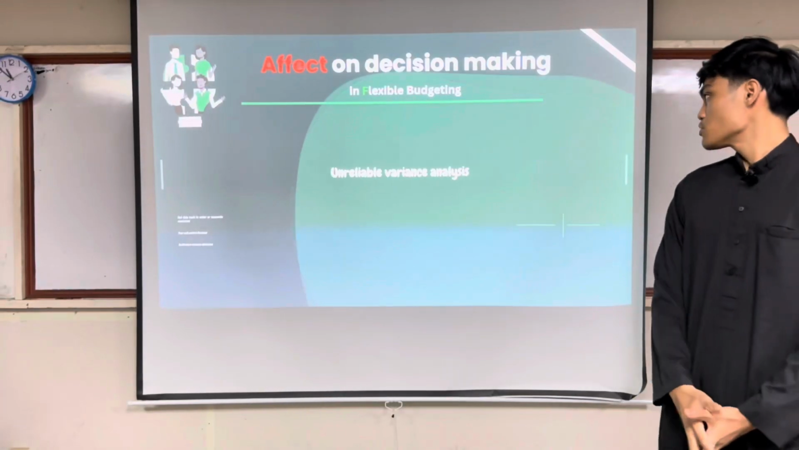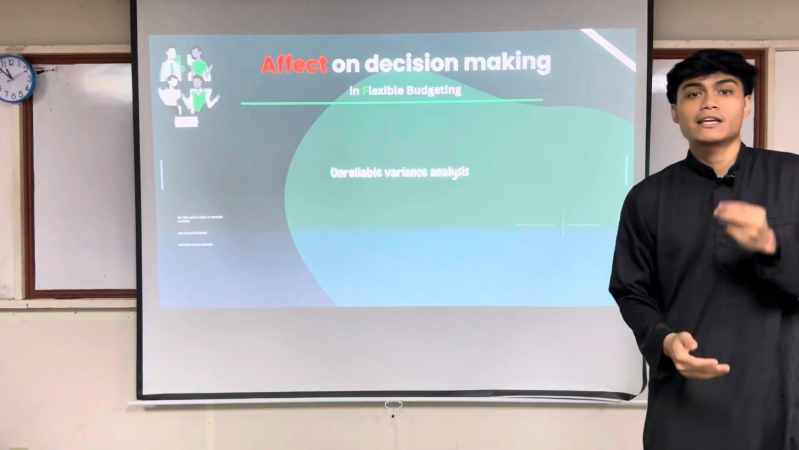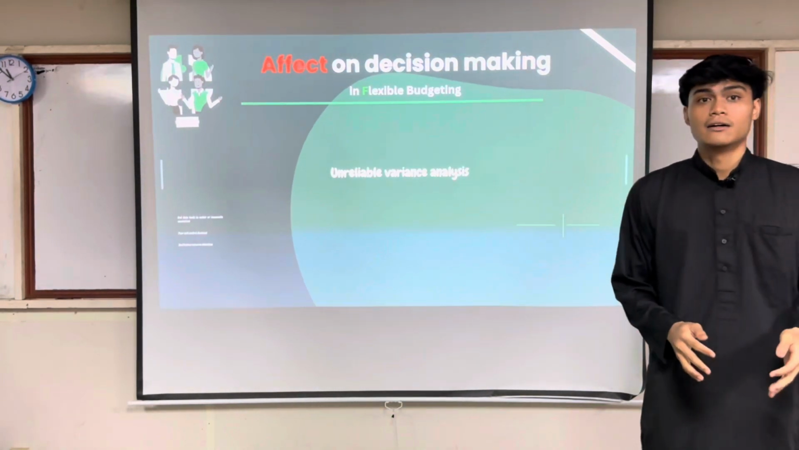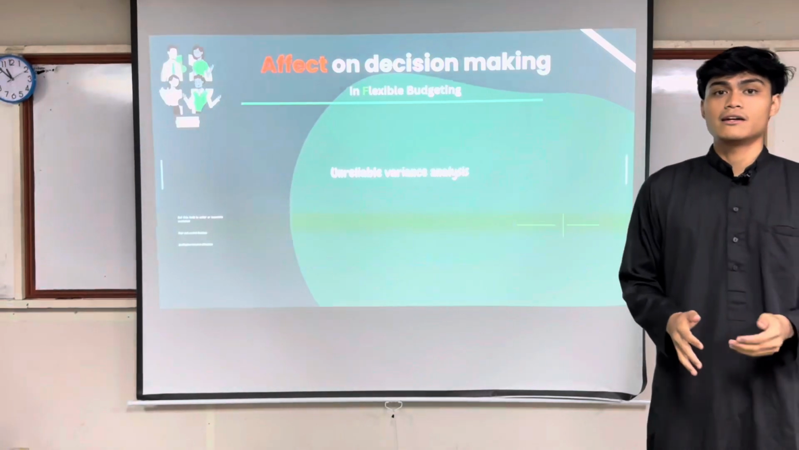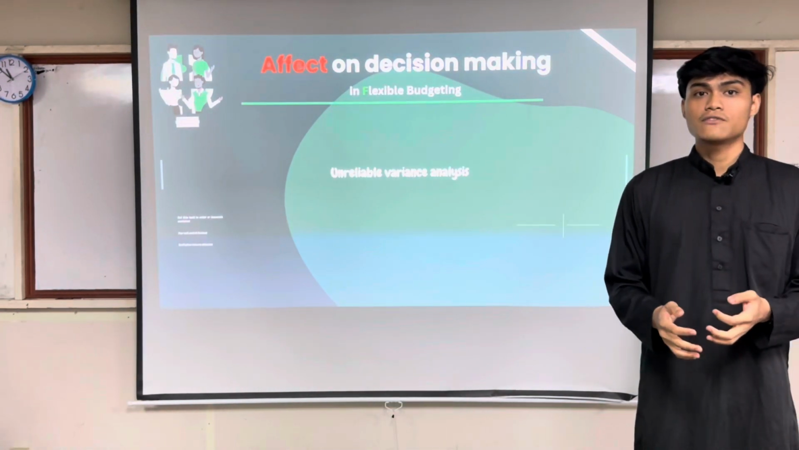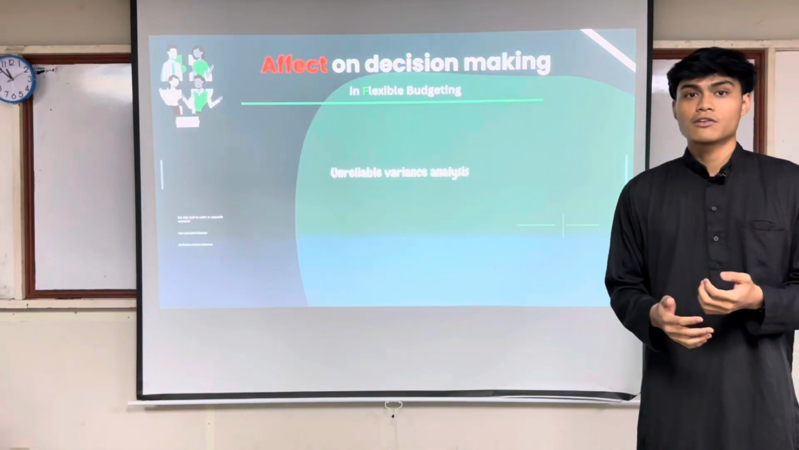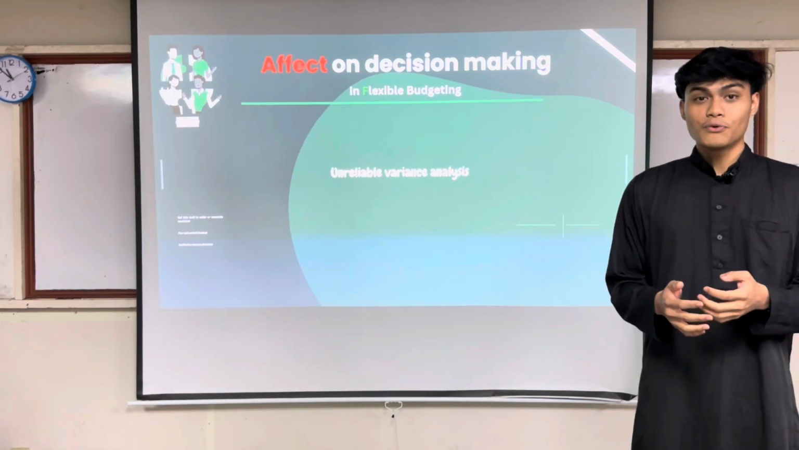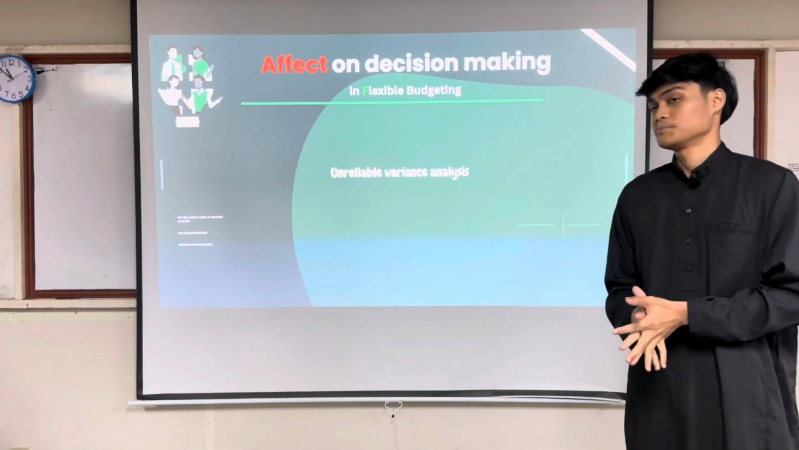Okay, the last one is unreliable variance analysis. What it means is that flexible budgets are used to calculate variances, like spending variance, which is how much you spend versus what you should have spent at actual activity, and efficiency variance. But if your flexible budget uses a wrong variable cost rate, incorrect output data, or poor cost classification, the variances become misleading.